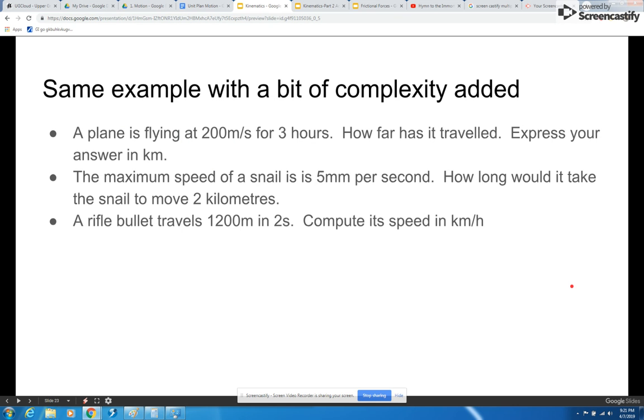Now we have some examples with a bit more complexity, but I'm going to stop the video here so I don't run out of time, and we'll return to them.